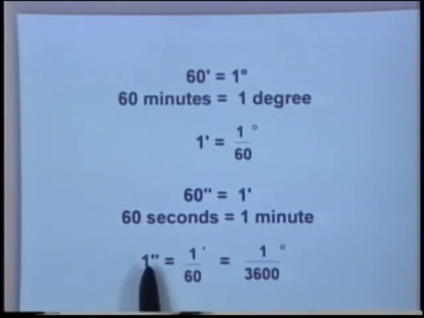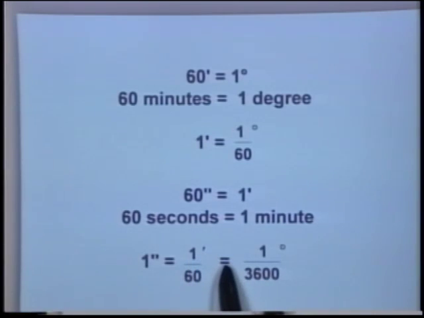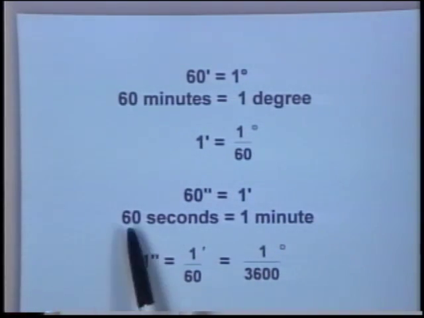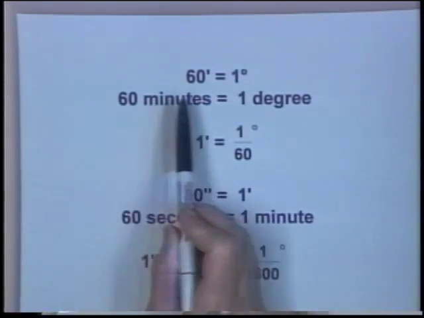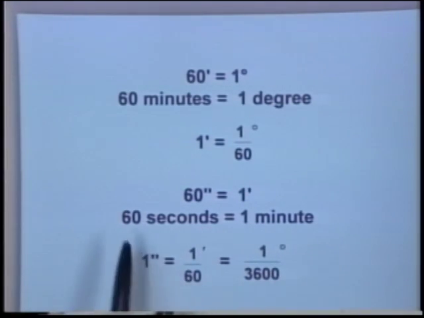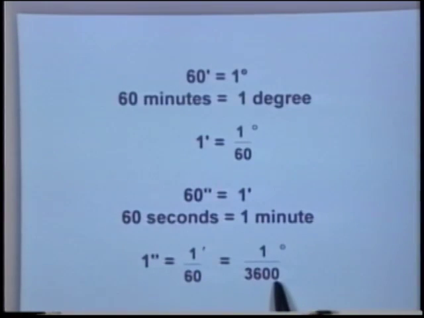Well, what that means is that 1 second equals 1/60th of a minute, and it also equals 1/3600th of a degree, because there's 60 seconds in a minute, there's 60 minutes in a degree, so the number of seconds in a degree would be 60 times 60, which is 3,600.